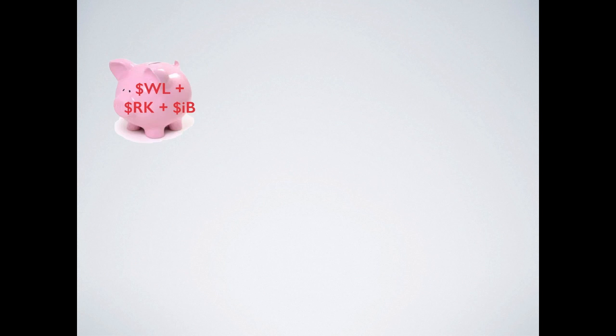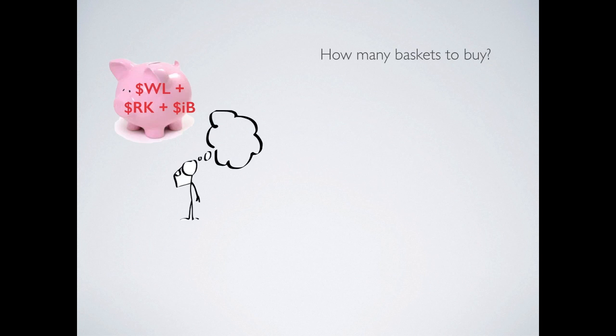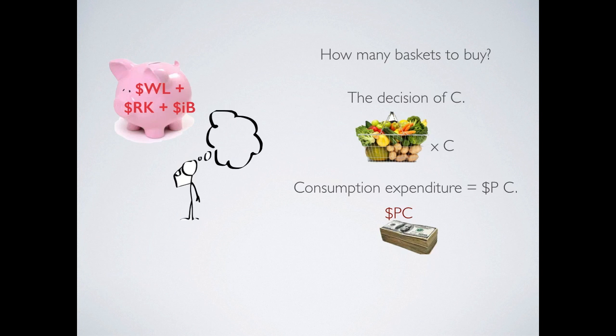Given the total income flow for this period, the household always has to think about how many consumption baskets to buy, which is the decision of C. C here represents the number of consumption baskets. Given each basket costs P dollars, the total consumption expenditure will be P times C. Therefore, if we subtract consumption P times C from income, we get the remaining balance that we can use for saving.